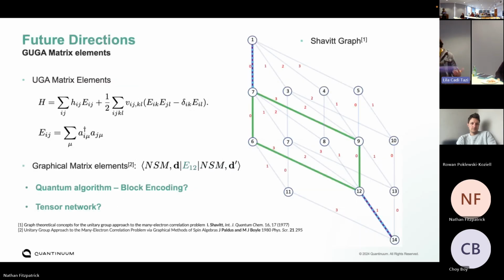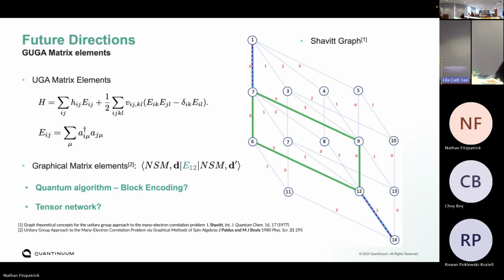The future directions. So this basis is very lucrative, I think. There's a lot of work to figure out how to map into the spin adapted UD cross SU2 basis. But really, the motivation for me is that when we're in this basis, it allows us to directly calculate the matrix elements in this graphical framework, directly as a graph. And I really want to be able to figure out a block encoding in this framework.